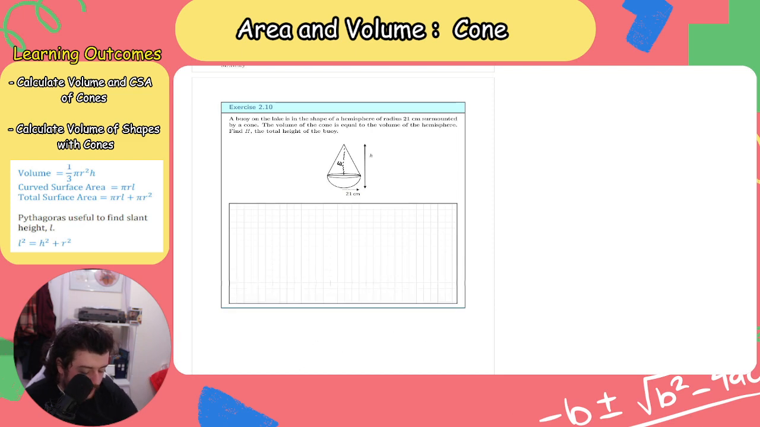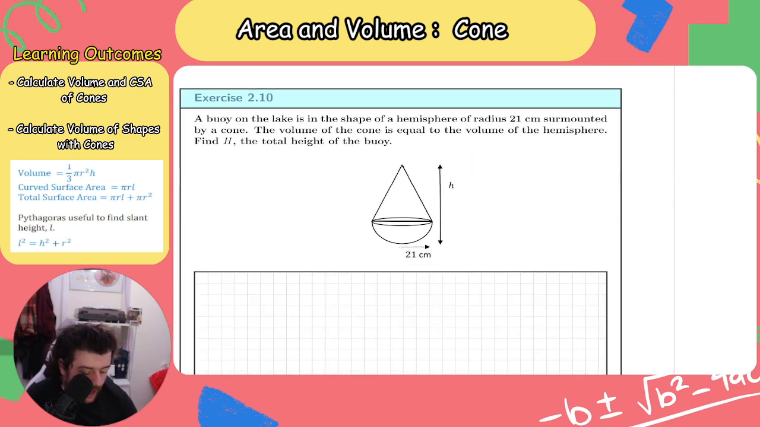So let's have a look at this question. A buoy on the lake is in the shape of a hemisphere of radius 21 centimeters, surmounted by a cone. Surmounted, love that word. The volume of the cone is equal to the volume of the hemisphere. So this seems like really important information. Find the total height of the buoy.